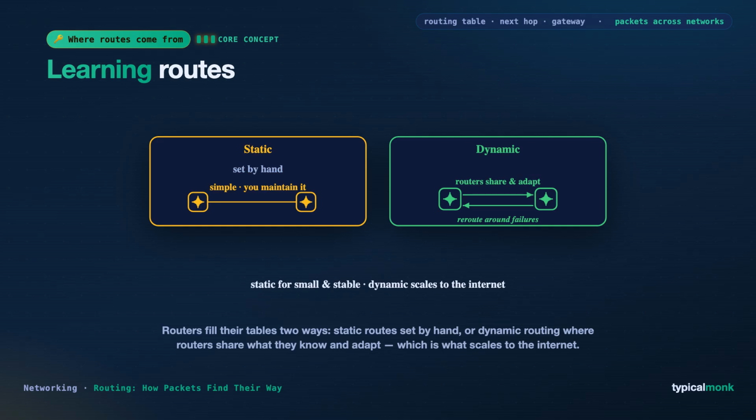Routers fill their tables two ways: static routes configured by hand, simple but manual and fine only for small stable networks. And dynamic routing, where routers automatically share reachability and adapt to changes. And it is dynamic routing's self-organizing, self-healing intelligence that scales to run the Internet.